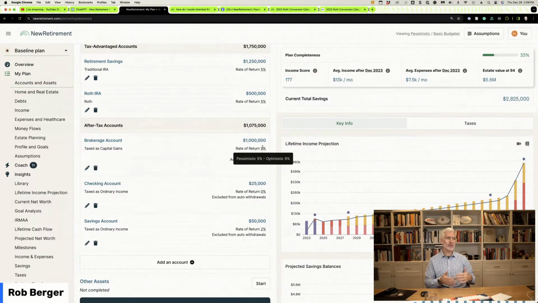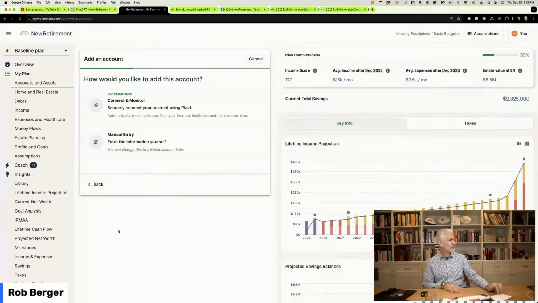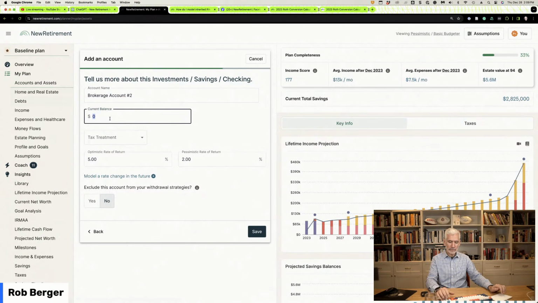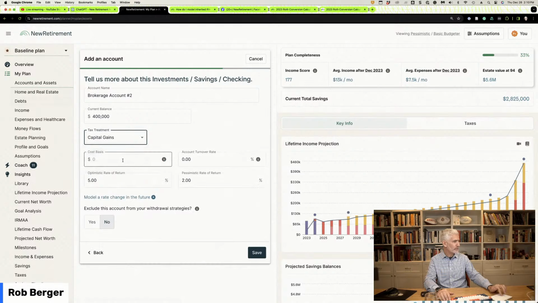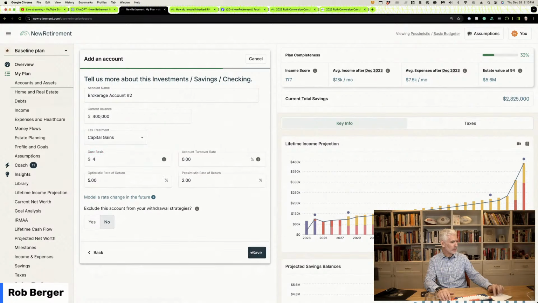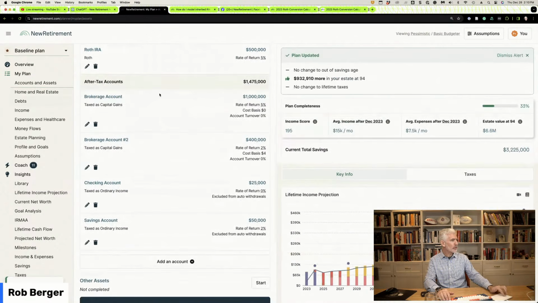Remember, if it starts at the lowest and works up, let's imagine we add another brokerage account. Let's say we had brokerage account, I think I misspelled it, number 2. I don't know, I'll throw in 400,000. Tax treatments, capital gains, cost basis, I'm going to ignore all that. I can't ignore it. Okay, I'll put $4 cost basis. So now we've got two brokerage accounts.